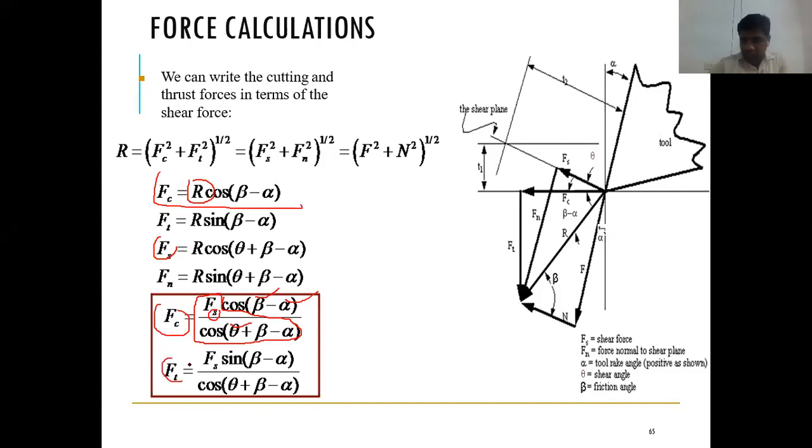Similarly for FT also. If you know Fs, then in this formula for FT, the same thing: whatever the R value is, I'm substituting that R value. So Fs divided by cos theta plus beta minus alpha will give you the R value. So यहाँ पर cos beta minus alpha था, यहाँ पर sin beta minus alpha. If you know the shear force, if you know the shear strength of the material, then from the shear strength, if you know the shear force Fs, you can calculate even FC and FT. That's why.